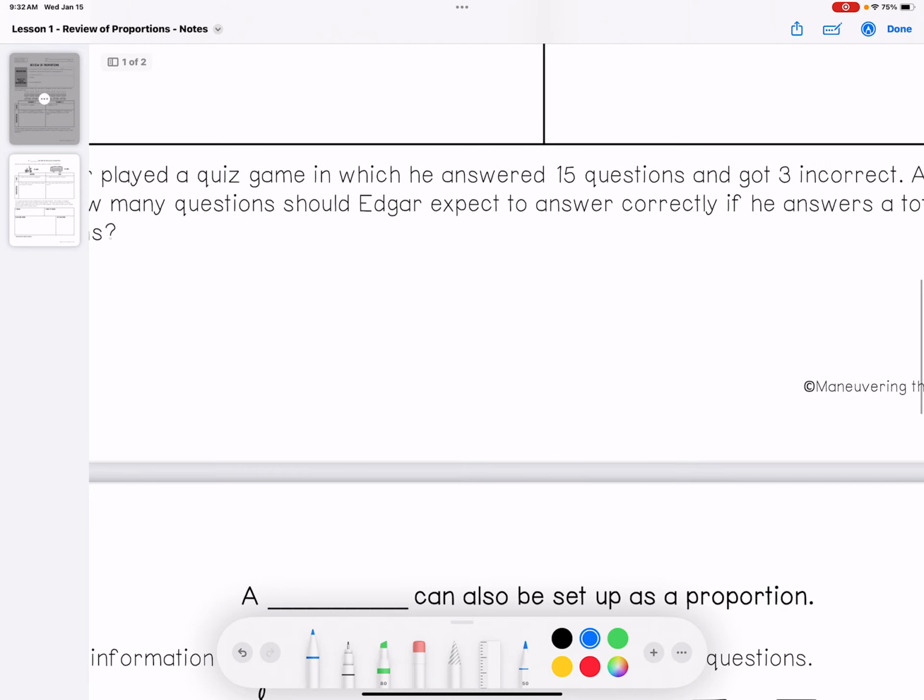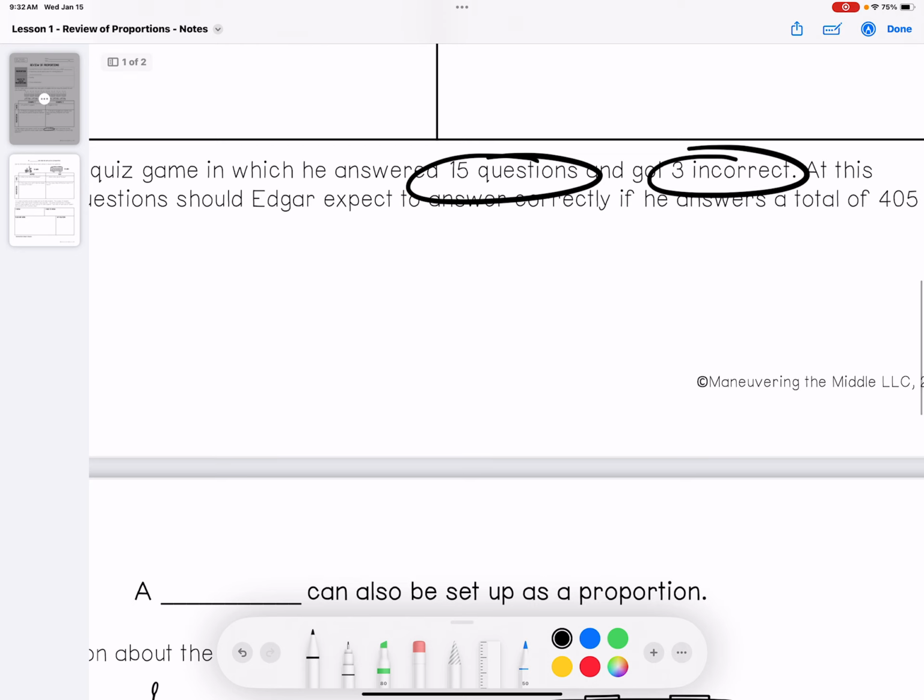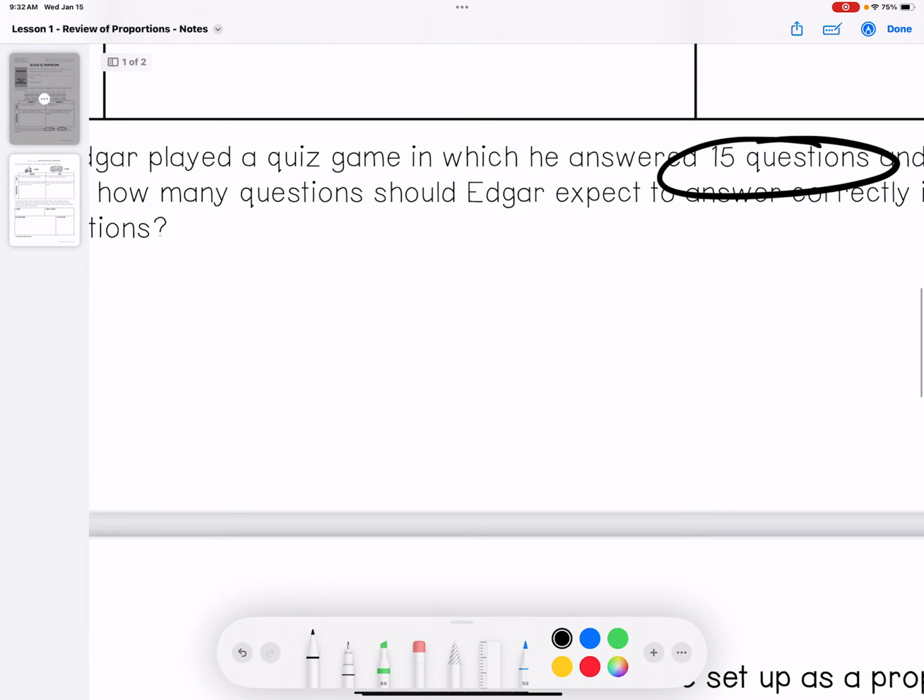Edgar played a game in which he answered 15 questions and got 3 incorrect. He only answered 15. So how many did he get correct? 12. So now we want to know x over 405. He only answered 15, not that he got 15 correct. I read it wrong, and nobody corrected me.